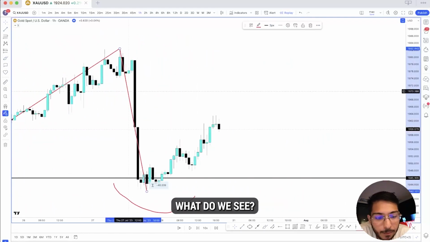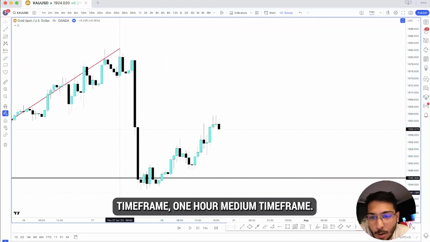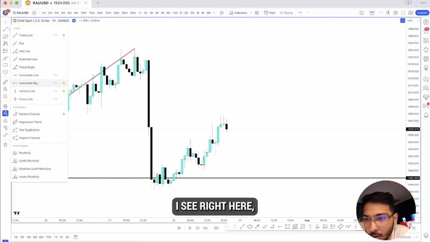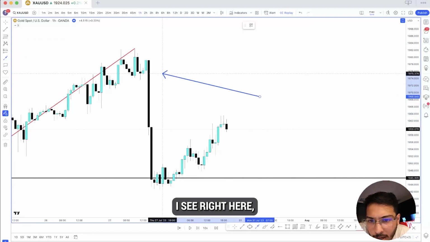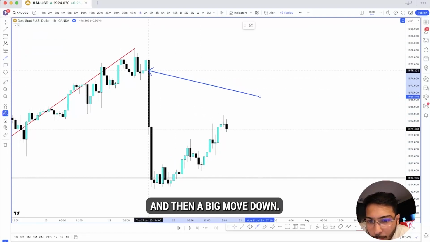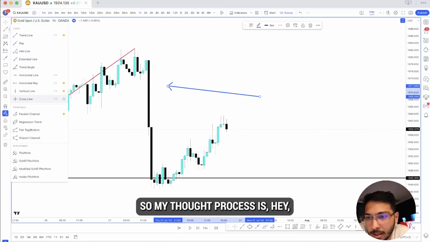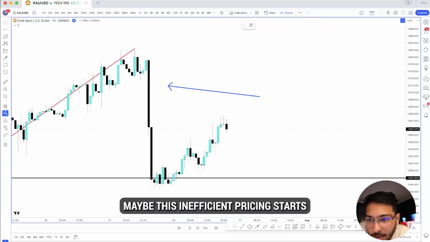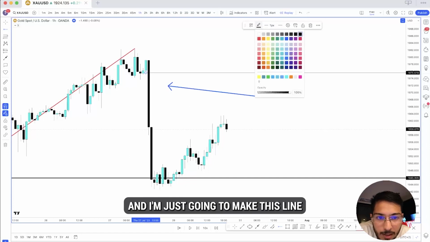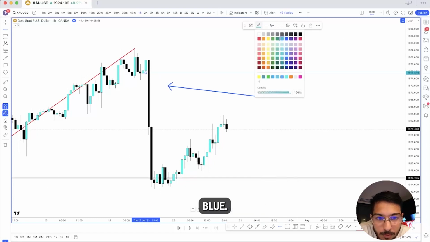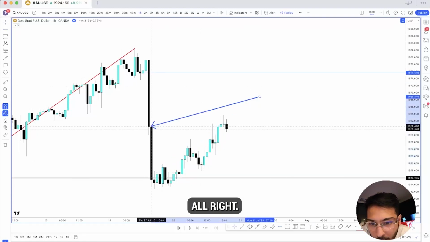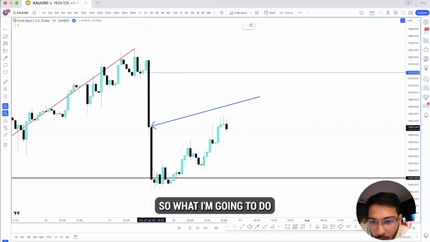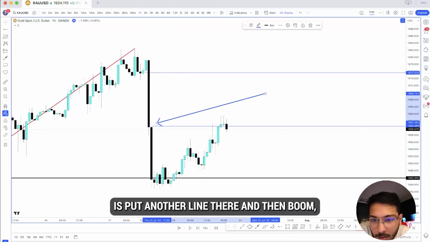What do we see? We see on the higher time frame, 1 hour, medium time frame, I see right here a wick going down and then a big move down. So my thought process is, hey, maybe this inefficient pricing starts right here. And I'm just going to make this line blue. Maybe this is where my inefficient pricing starts. All right, so where is the next wick to the upside? The next wick to the upside is right here. So what I'm going to do is put another line there, and then boom.